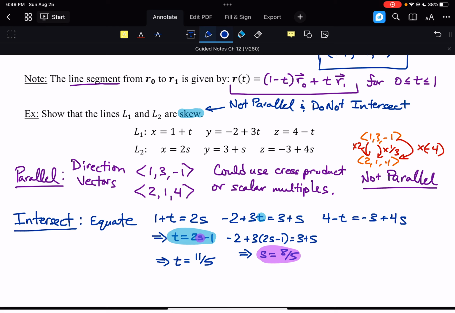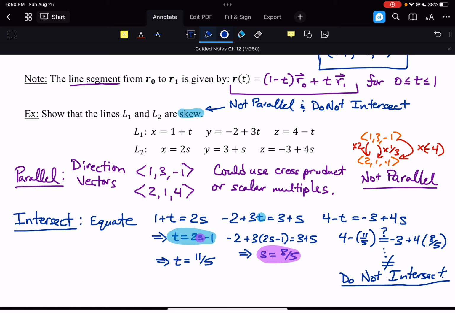And then for the last one, we now have values of t and s, so we would substitute those in. So we get 4 minus 11 over 5. And we're wondering, is that equal to negative 3 plus 4 times 8 over 5? It turns out, if we keep going through the work, that they are not equal. So they do not intersect.